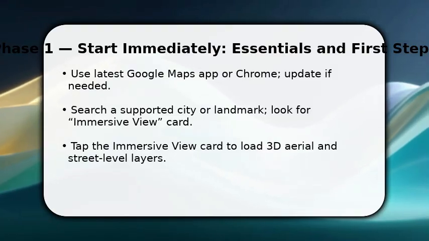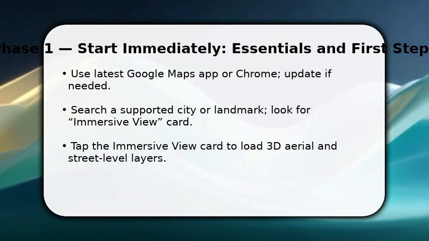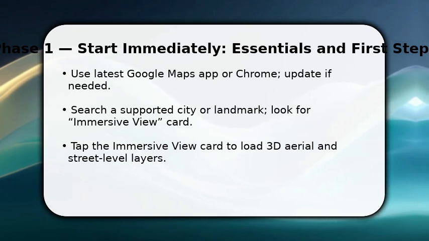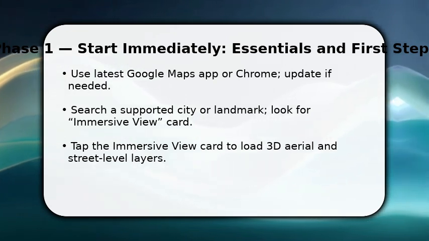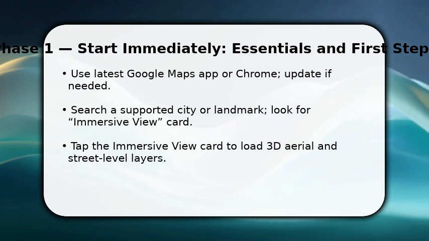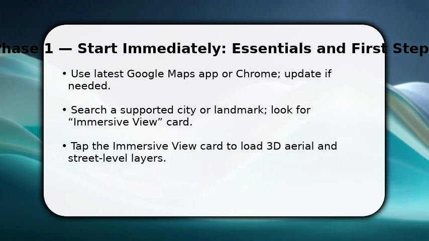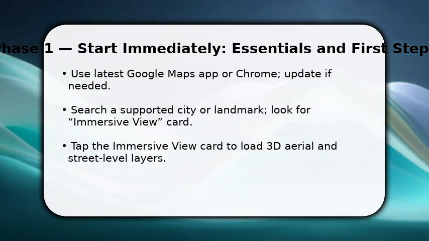You start by opening Google Maps and finding a supported city or place. This unlocks immersive imagery. Once you see the Immersive View card, tap it to begin loading both aerial and street-level layers so you get context and detail simultaneously. Make sure you're on Wi-Fi or a good mobile connection.